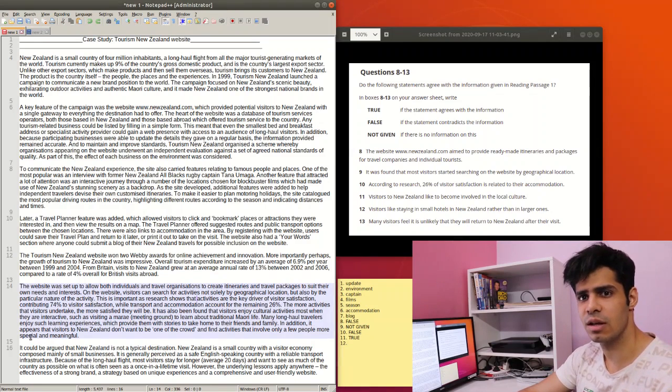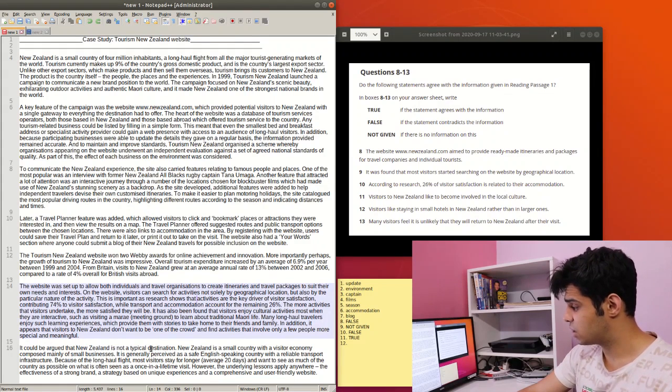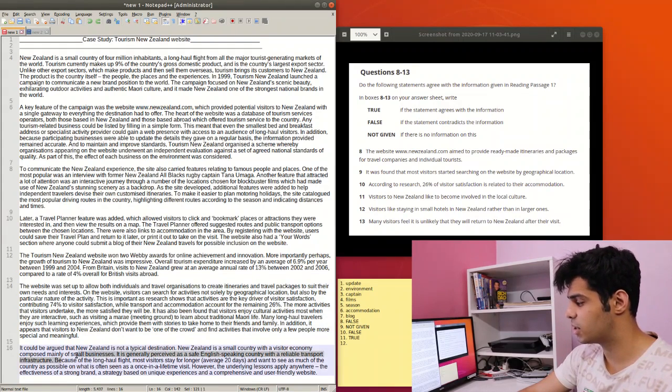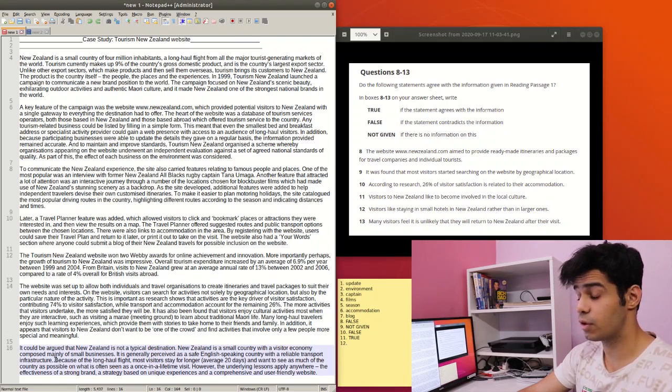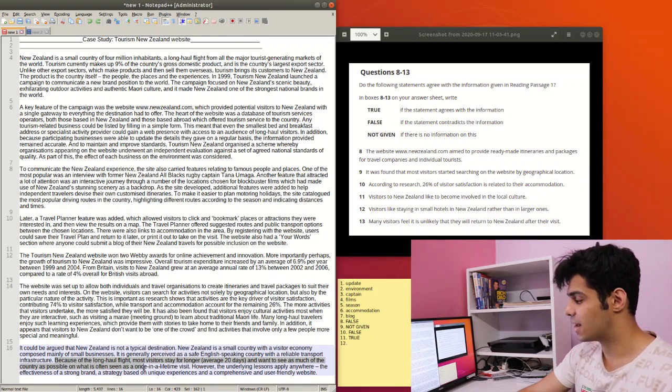Maybe we'll read this in the last paragraph, so let's do that. It could be argued that New Zealand is not a typical destination. New Zealand is a small country with a visitor economy composed of mainly small businesses. It is generally perceived as a safe English-speaking country with a reliable transport infrastructure. Because of the long-haul flight, most visitors stay for longer, an average of 20 days, and want to see as much of the country as possible on what is seen often as a once-in-a-lifetime visit.